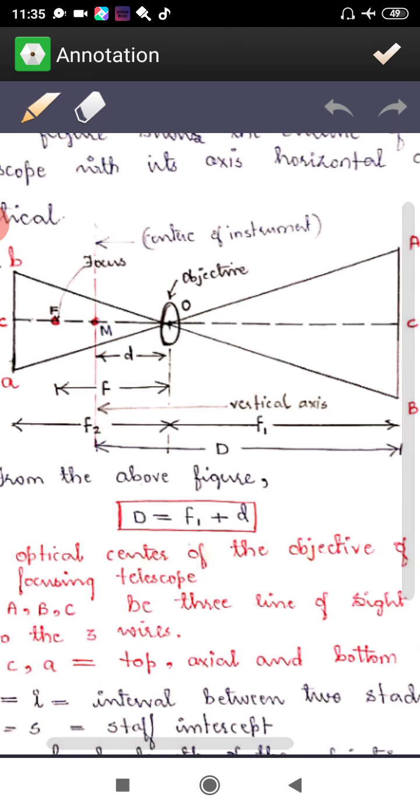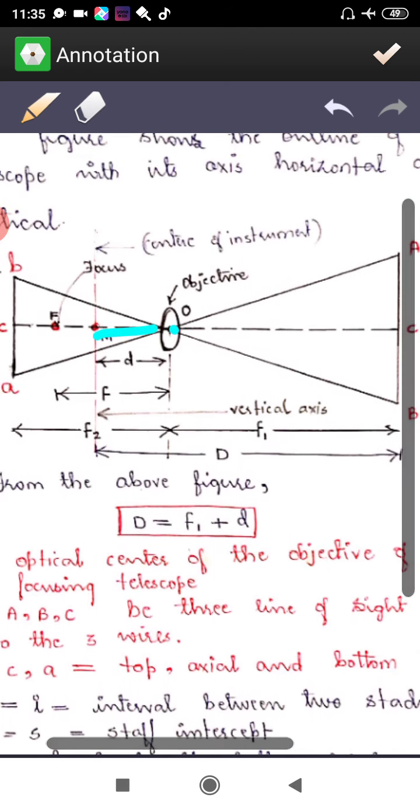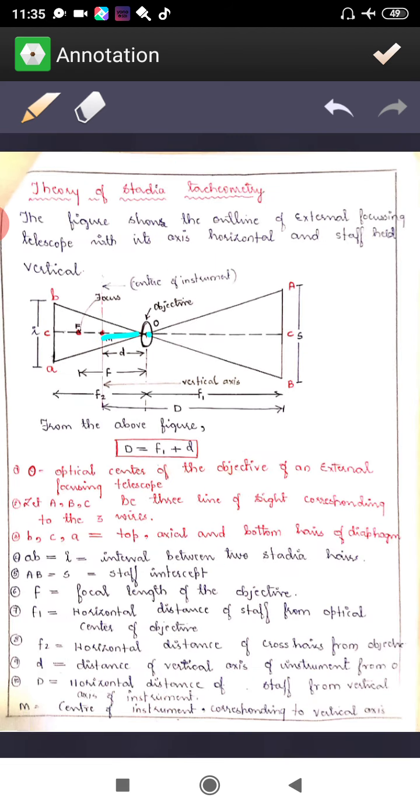We are having an instrument here. This is the instrument station center, right? And from here, this is the telescope, this is the optical center O, and from here we are sighting an object. This is our object, AB. So we are going to sight here, and that sighting will be like this, and whatever the distance between upper stadia and lower stadia is there, that we are going to call the staff intercept, which we represent as S.